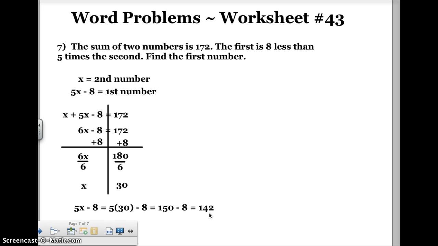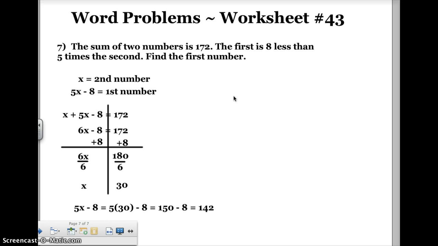Now, if I want to check my answer, I know my first number is 144, and my second number is 30, and if I add those together, I get 174, and that's what the problem says I should get. So I've done this problem, I've checked it, and I have the answers.